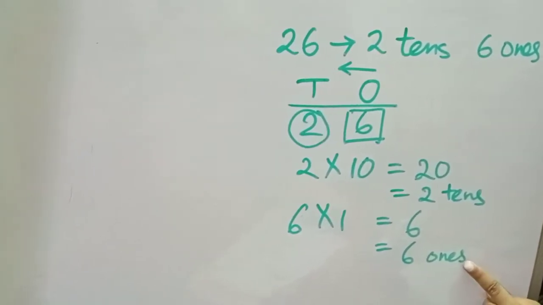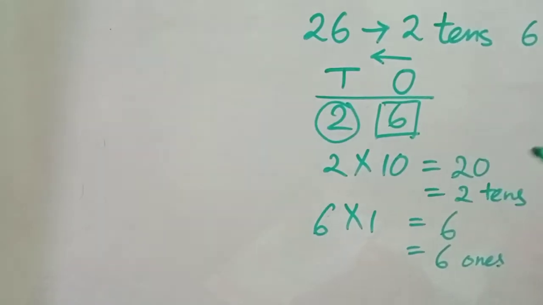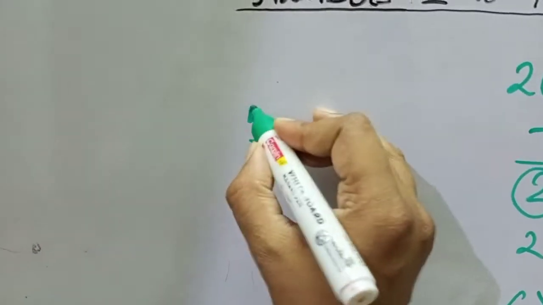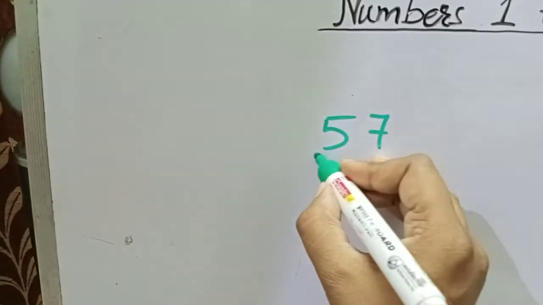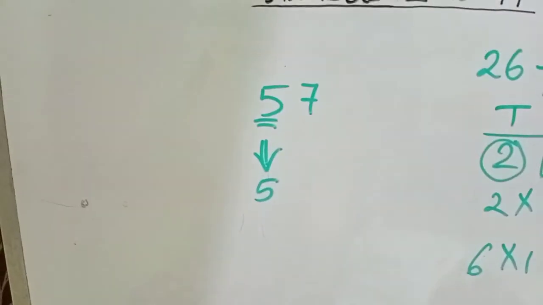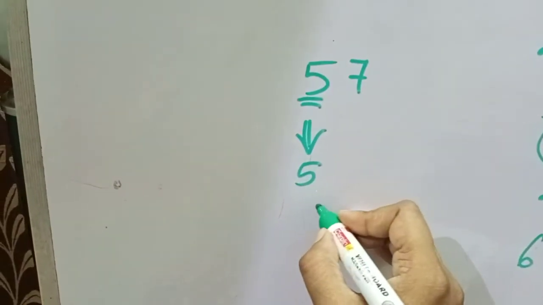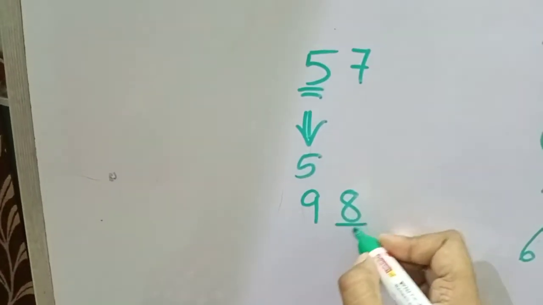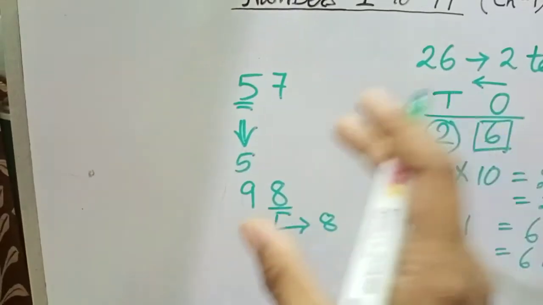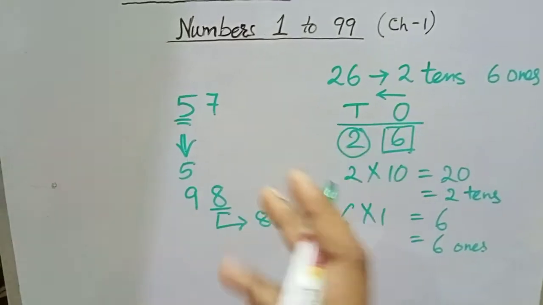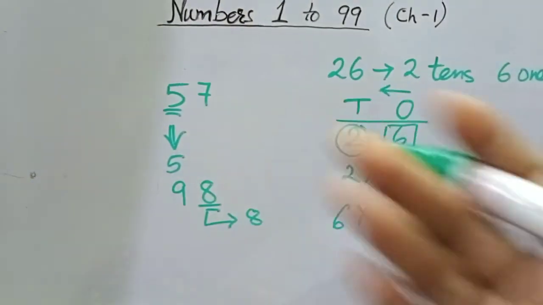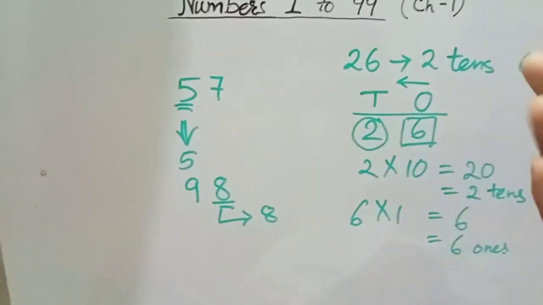Now face value. Face value, we can say, is the number itself. Like if I ask you, in the number 57, what is the face value of 5? That will be 5 itself. Again, if I ask, in the number 98, what is the face value of 8? Then that will be 8 itself. So this is how we determine the place value and the face value of any 2-digit number, and the concept remains the same even in the case of higher digits. Now going to the next part.